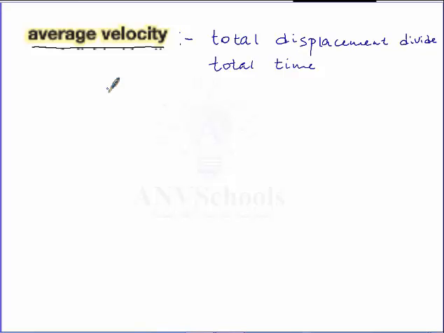Average velocity is abbreviated as v_av, which is given by the total displacement, or the change in x, divided by the change in time. That's how we define average velocity. When you say change in x, we mean the difference between the final position and the initial position, divided by the time interval, or duration of time, delta t.